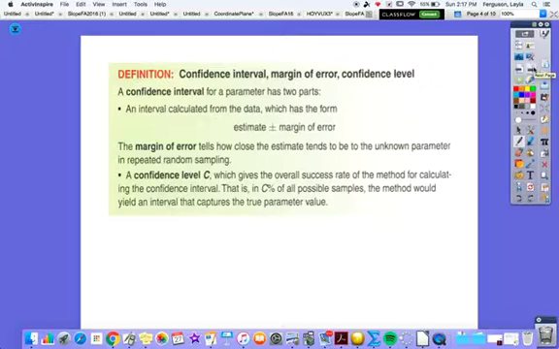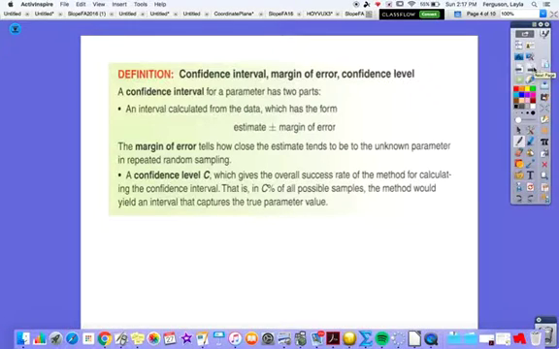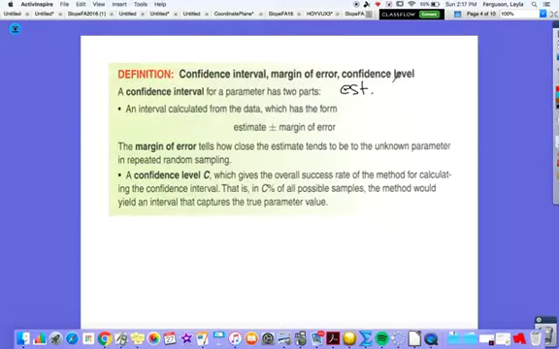The next thing we're going to talk about is the definition for confidence interval, margin of error, and confidence level. A confidence interval for a parameter has two parts: an interval calculated from the data, which has the form estimate plus or minus the margin of error. So when we talk about it having two parts, it's the estimate plus the margin of error, and then the estimate minus the margin of error. And that's where the two parts come from.